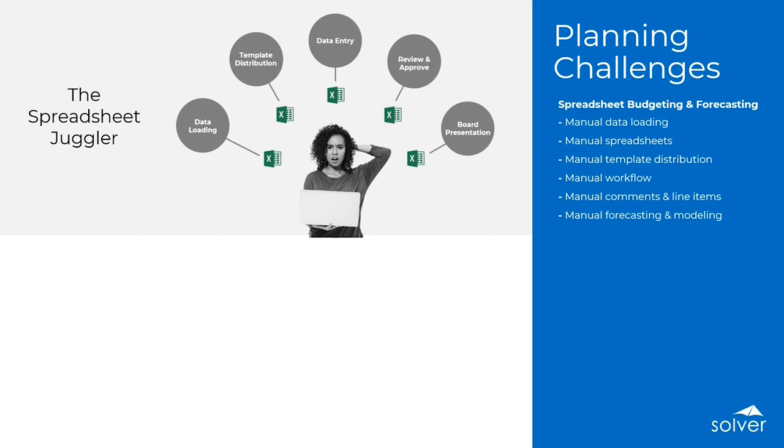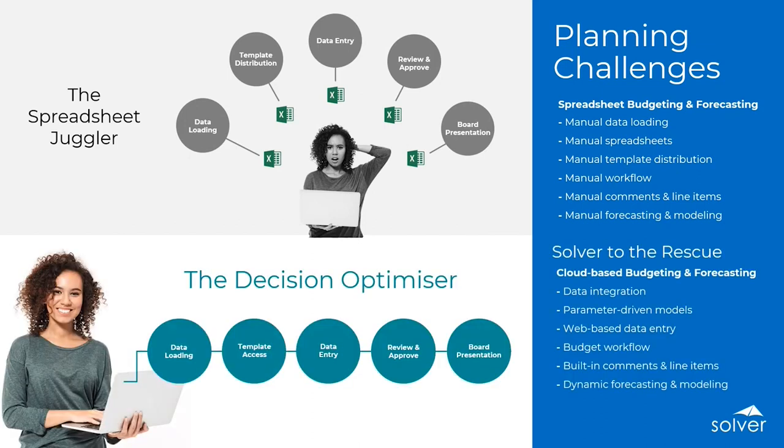So let's talk about how Solver can help. Well, with Solver, we're converting that spreadsheet juggler into the decision optimizer, because with Solver, all of the items that I've just mentioned above get automated and put into a single system. You will have automatic data integration to be able to load historical data from your finance system straight into Solver. And not just your finance system, we can load data from your payroll system, from your CRM system.